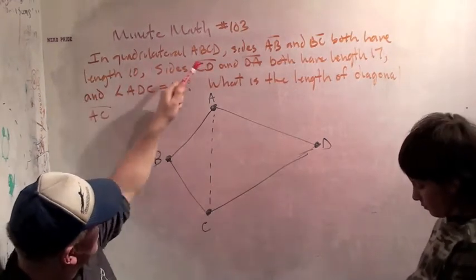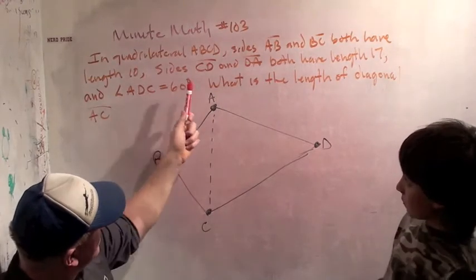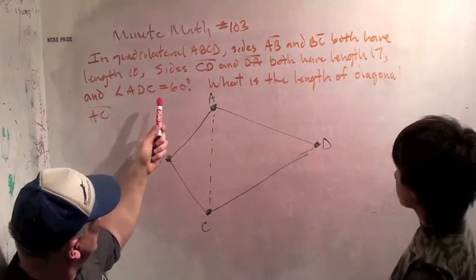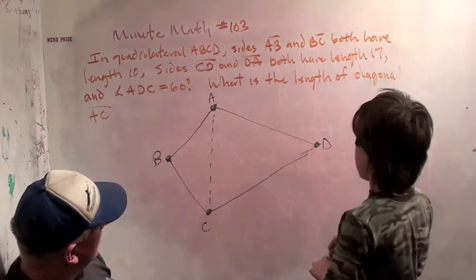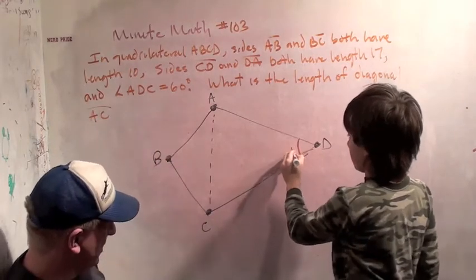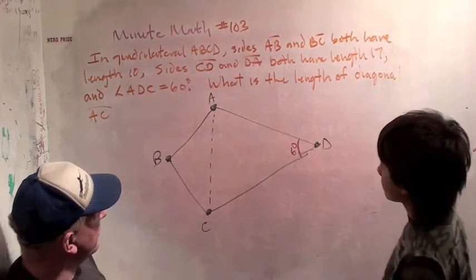In quadrilateral ABCD, sides AB and BC both have length 10. Sides CD and DA both have length 17. And angle ADC is 60 degrees. What is the length of the diagonal AC? Do you understand the problem? Alright, what's a good first thing to do on any geometry problem?